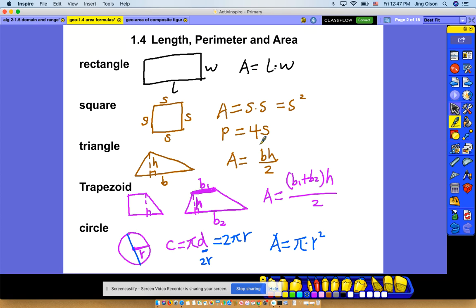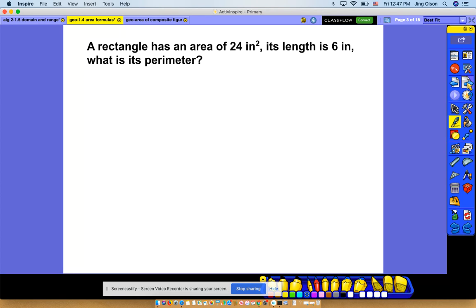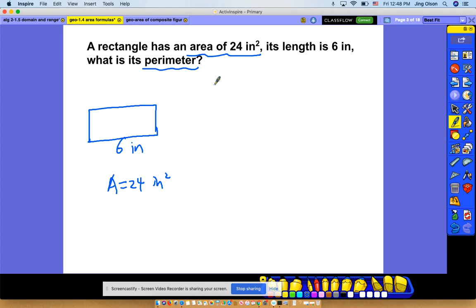So we reviewed the formulas for the area of each of these shapes, and some have perimeter and circumference involved. We're going to use these to solve some problems. For example, the first one is about a rectangle, so you're going to draw a rectangle. This rectangle has an area of 24 inches squared. The length is 6 inches. What is the perimeter?